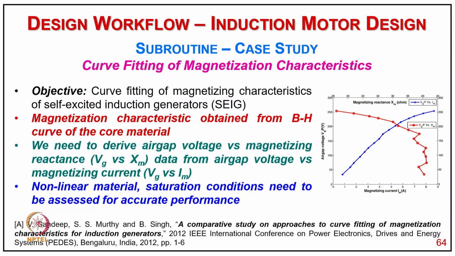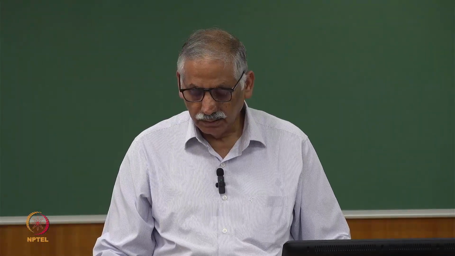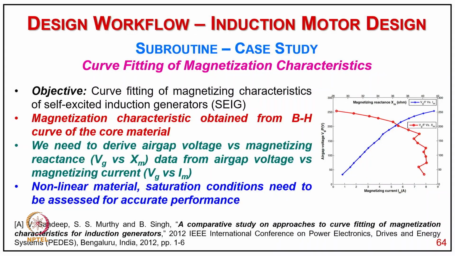Now coming to an example of a case study of a subroutine, a typical example we take is curve fitting of magnetization characteristics. It becomes very important. We have a material property, and this magnetization characteristic is a part of the performance requirement as well as the example given here. So the objective is curve fitting of the magnetization characteristic of a typical induction generator, and the magnetizing characteristic obtained by the BH curve of the core material. We need to derive the air gap flux voltage versus magnetizing reactance data from the air gap magnetizing current, and the material saturation current needs to be assessed properly for getting accurate performance.